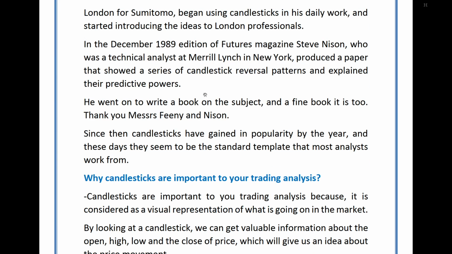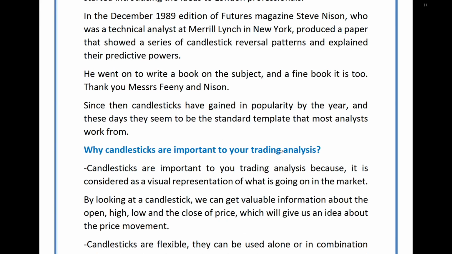Now, why are candlesticks important? This is what you're supposed to know and understand. Candlesticks are important to us because, first of all, they are considered a visual representation of what is happening in the market. It helps us understand what we are observing, what we are trying to work with. So for most of you who don't understand what those sticks mean, they are basically visually representing what is happening in the market. It helps us to open our eyes to seeing what is happening.